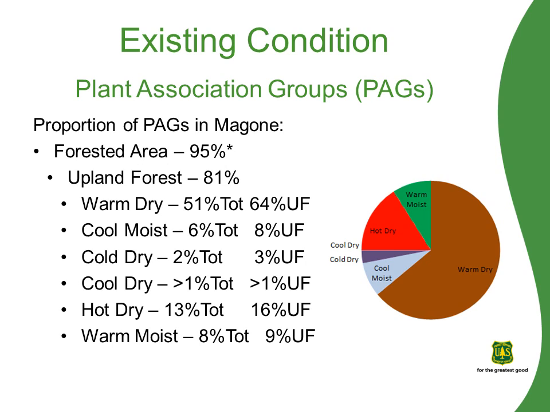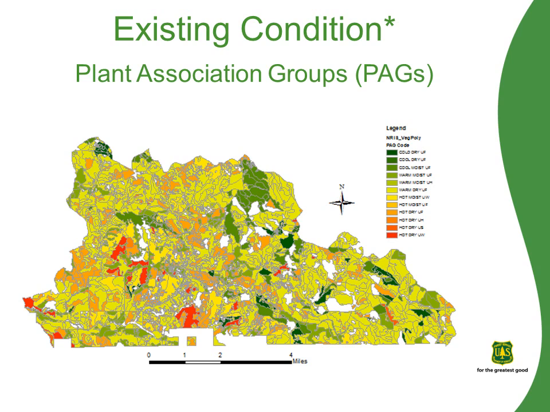The existing plant association groups in the Magone project area are predominantly warm-dry associations. Of the forested area, which is anything over 10% canopy cover, 64% of the upland forest is within the warm-dry plant association group. Hot-dry adds another 16%, so about 80% of the Magone project is in hot or warm-dry structures. This map shows all plant association groups, including forested lands, shrublands, and grasslands. Cooler associations are shown in green, and the hotter associations in yellow and red.